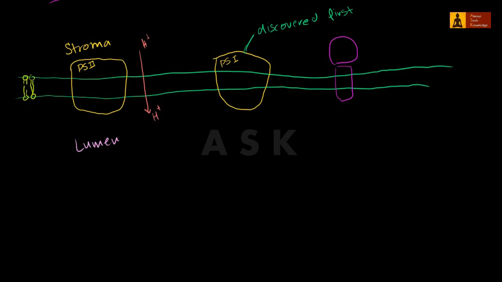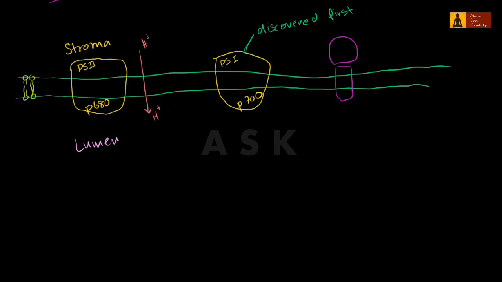Now, in some textbooks, you'll also see this written as P680. And you'll see photosystem 1 written as P700. And these numbers come from the wavelength of light that is best absorbed by the chlorophyll in these photosystems. So 680 corresponds to 680 nanometers. That's the wavelength of light that this absorbs the best. 700 corresponds to 700 nanometers. That's the wavelength of light it absorbs best.